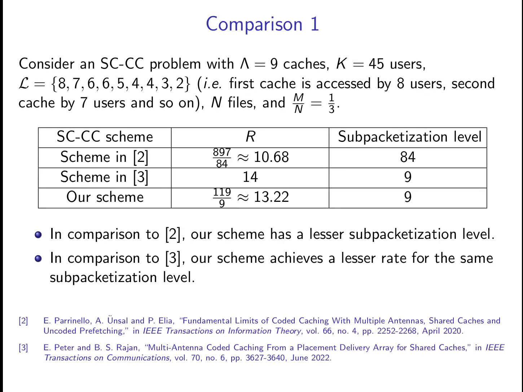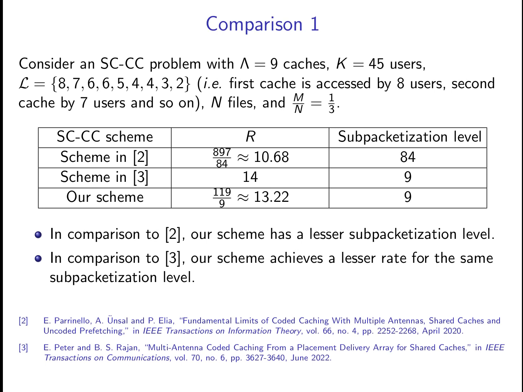So consider a shared cache coded caching problem with lambda equal to 9 caches, k equal to 45 users, and the user-to-cache association is given as such. Here L equal to this means that the first cache is accessed by 8 users, the second cache is accessed by 7 users, and so on. And for M by N equal to 1 by 3.